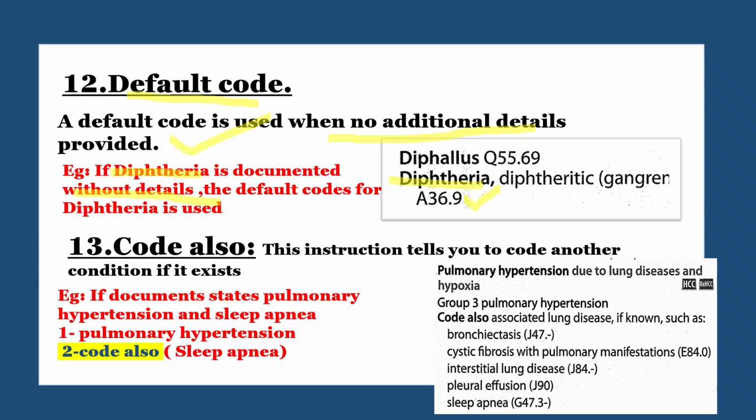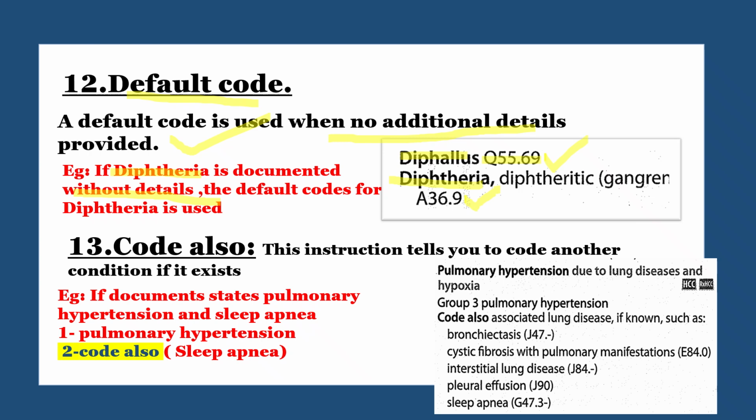Another example, if you search the diphthalamus condition in the ICD book, you will see the code beside the diphthalamus condition, that is Q55.69. So this will be the default code of the condition.